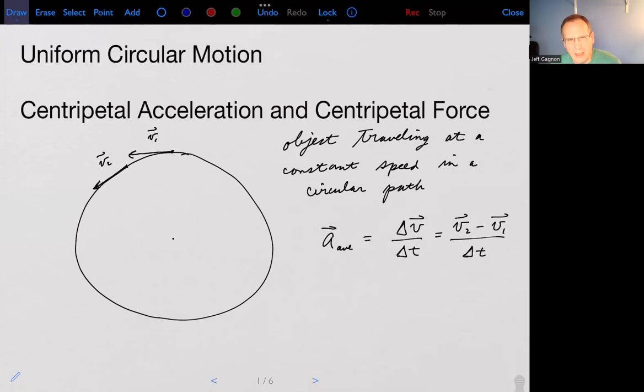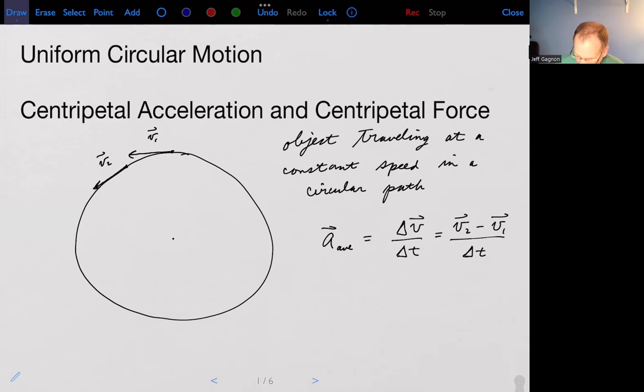Now you might think, well, wait a second. In this example, this object is moving at a constant speed, right? So why would it have an acceleration? Almost all the other examples we did were one-dimensional motion. And if the speed is changing, there's certainly an acceleration. But if speed doesn't change in one-dimensional motion, then there's no acceleration. But you have to be careful.